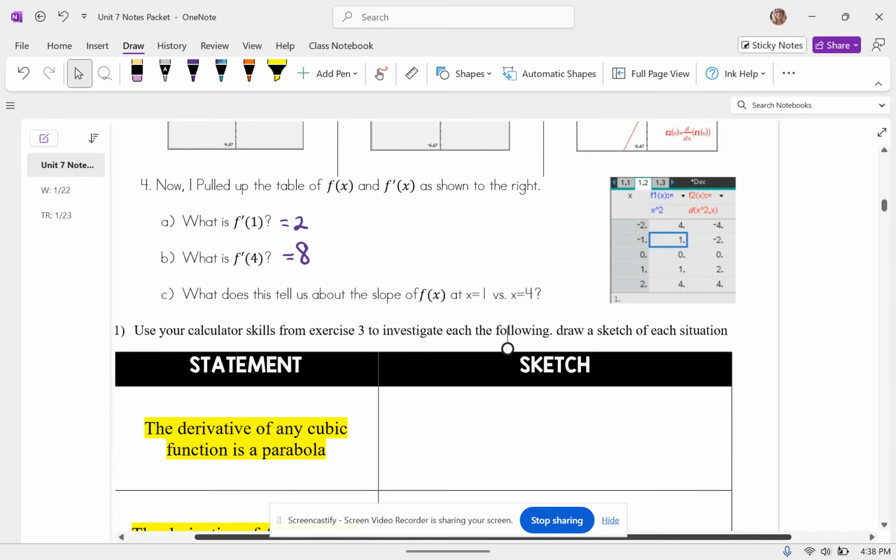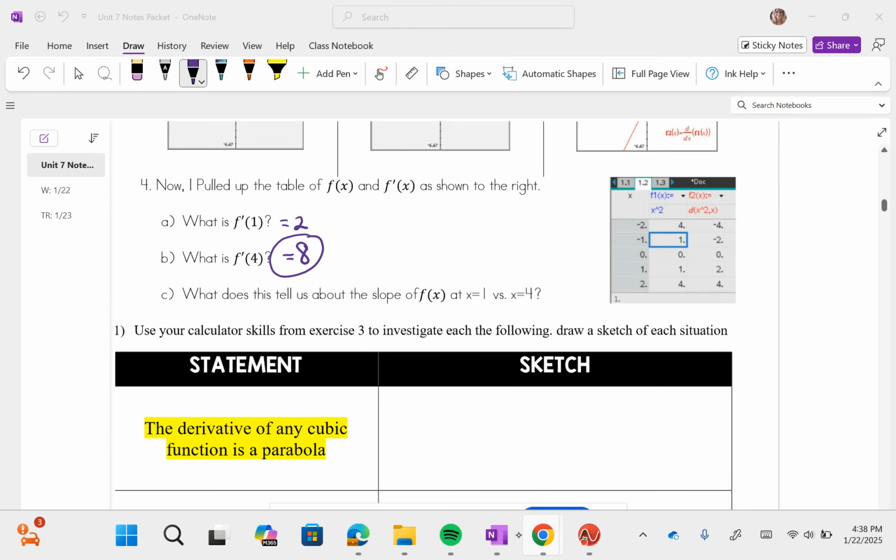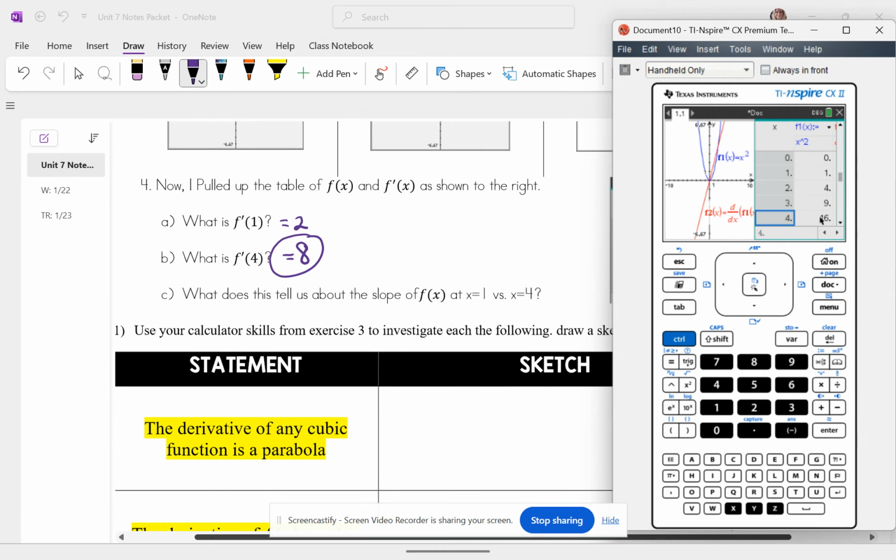All right, what does this tell us about the slope of f of x at x equals 1 versus x equals 4? The function is much steeper at 4 than it is at 1. Let's double check. The function is much steeper at 4 than it is at 1. For sure.